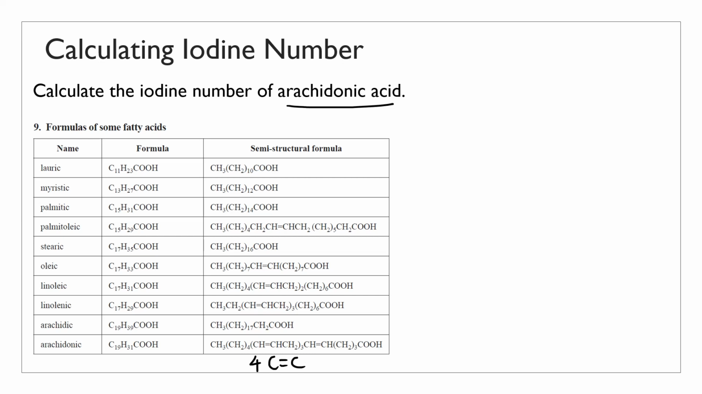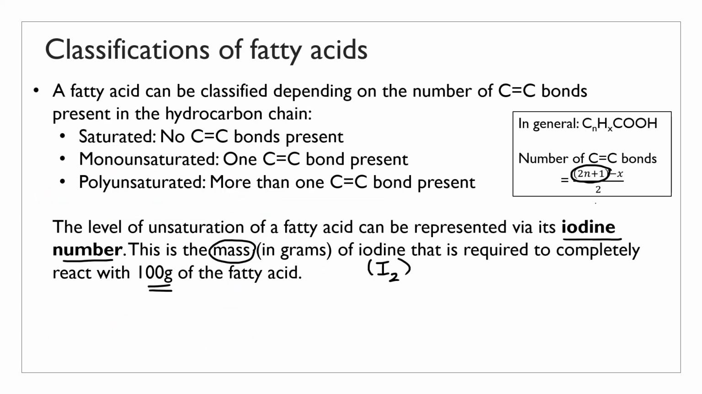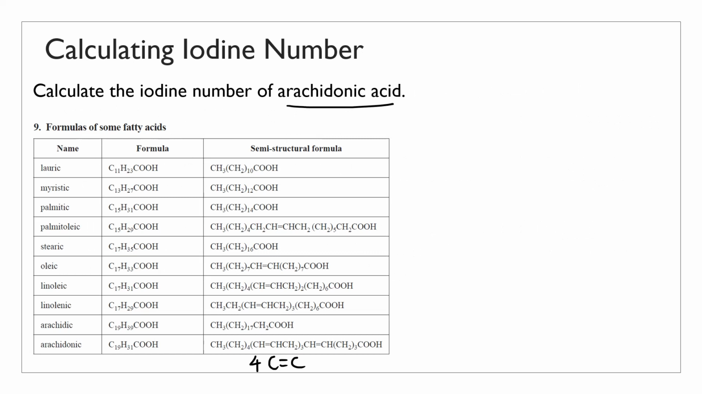Okay, so let's go back to the definition of iodine number. This is the mass in grams of iodine that is required to completely react with 100 grams of the fatty acid. So there are 2 things that I need to determine here. First of all, I need to know what kind of chemical reaction this is going to be. And second, I need to probably determine the number of mole of the acid so I can work out the number of mole of iodine. I'm going to do the easier one first, which is to find the number of mole. So I know mass of acid is 100 grams as per definition of iodine number.